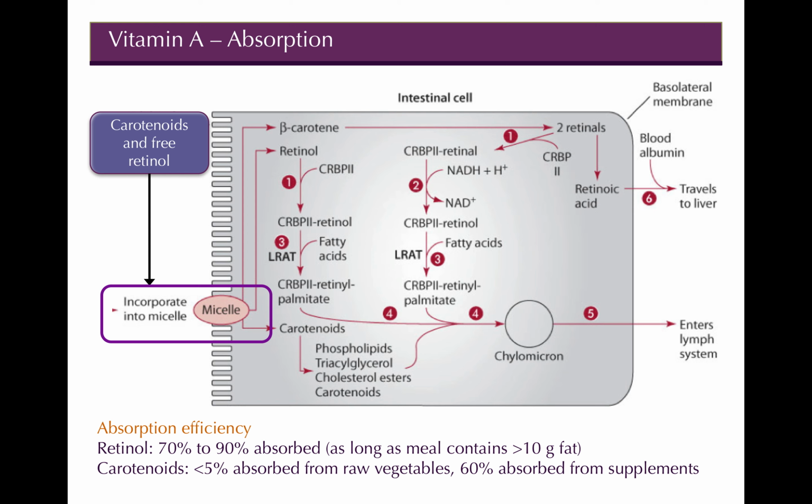Carotenoids, on the other hand, aren't that well absorbed. From fruits and vegetables, you're getting less than 5% absorbed, and then you absorb about 60% from beta carotene supplements.